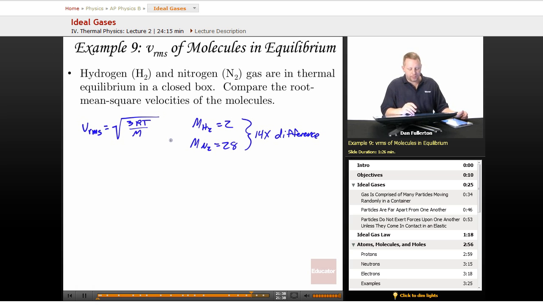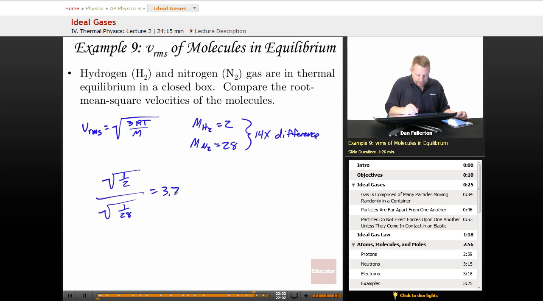All right, so when I look at what these are proportional to, it's 1 over the square root of the molar mass. So if I were to take a ratio of these two, on the top I'd have the square root of 1 over 2, because we have 2 for the molar mass of hydrogen, compared to 1 over the square root of 28 for my ratio for nitrogen, which is going to give me a factor of 3.74. That means the root mean square velocity for hydrogen is going to be 3.74 times larger than the root mean square velocity for nitrogen. As to be expected, it's a lot smaller.